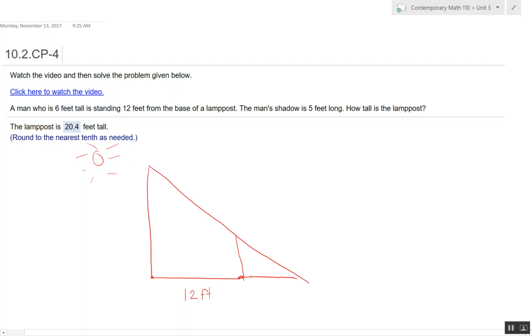where the man's shadow is on the ground and his shadow is 5 feet. So additional information is the man is 6 feet tall, so I can put that on this vertical distance. And we are solving for how tall the lamp post is, so that's where the X goes in our diagram. So I have an X here.